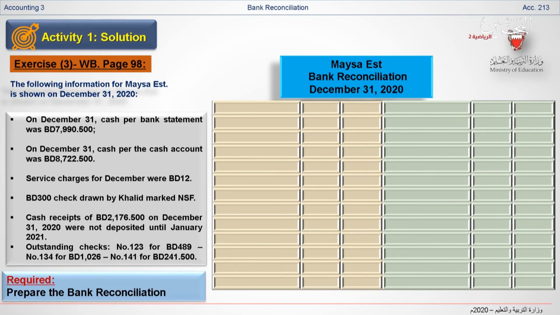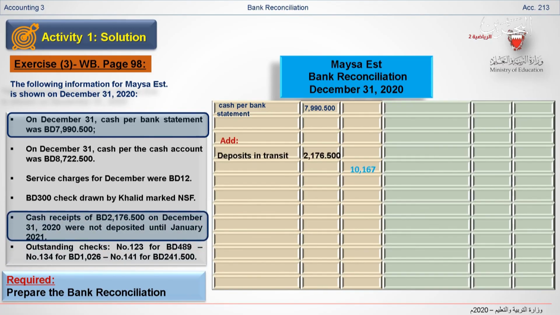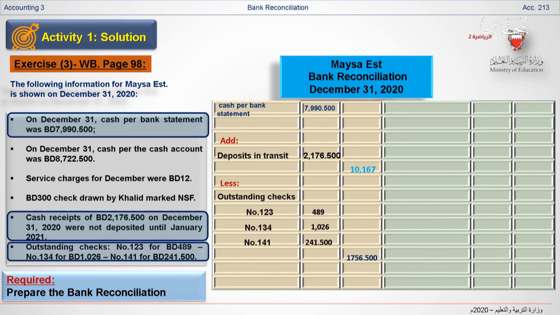We will start working on the bank statement balance side first by inserting cash per bank statement amount, which is 7,990.5 BD, and we will make all the adjustments to the balance per bank statement by adding deposits in transit of 2,176.5 BD and deducting all outstanding checks amounts. And then we have to find the adjusted bank statement balance, which equals 8,410.5 BD.